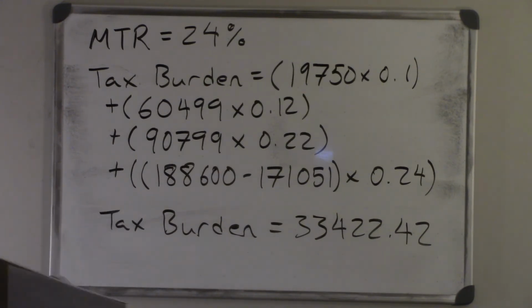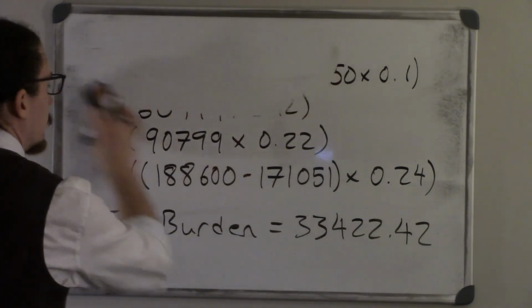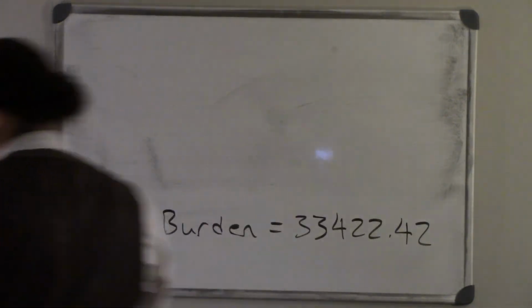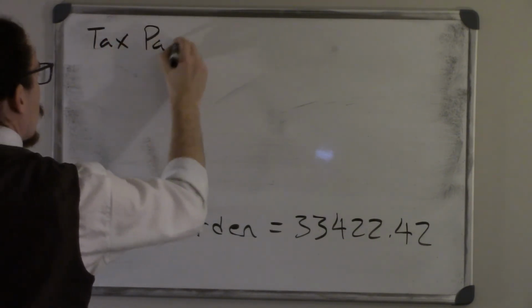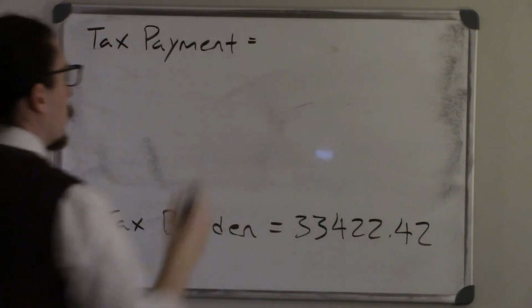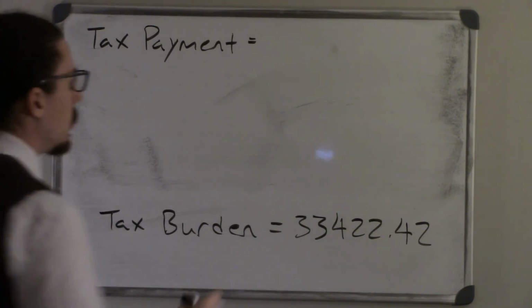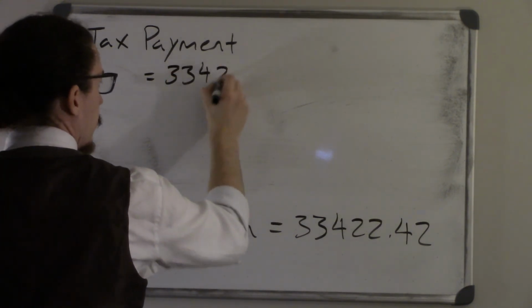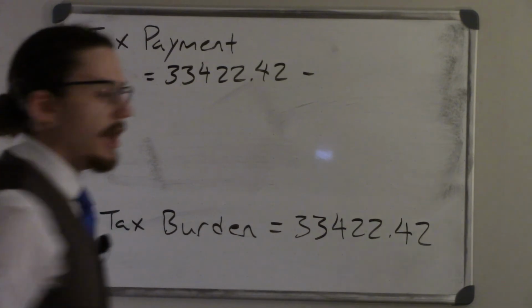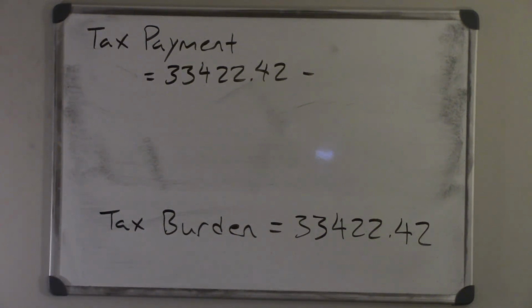Now the next thing that we would need to do is look at the tax payment. In the last example, the burden and the payment were the same thing because that individual did not have any tax credits. However, this couple does have some tax credits. So we're going to take our tax burden, and actually, I'm going to put that down here just in case, $33,422.42, and then subtract the amount for the tax credit.